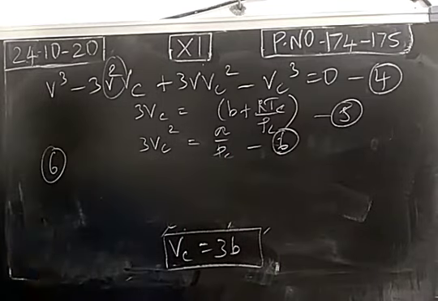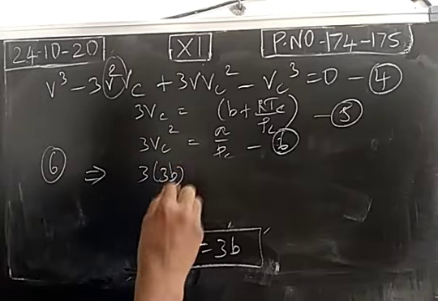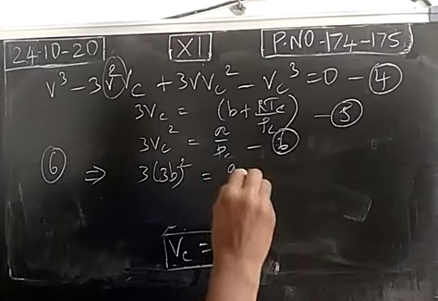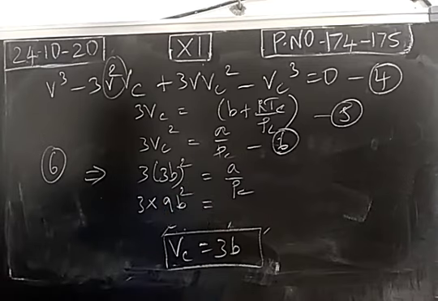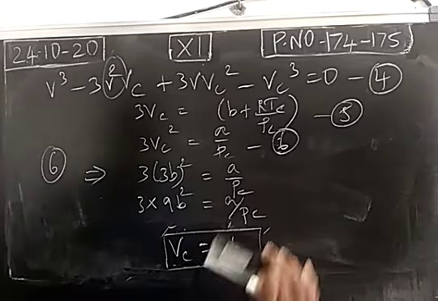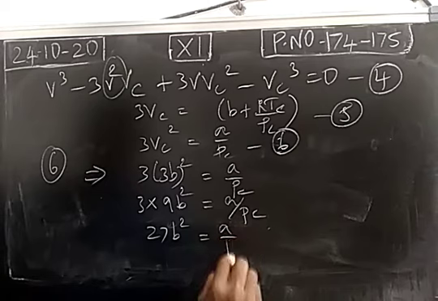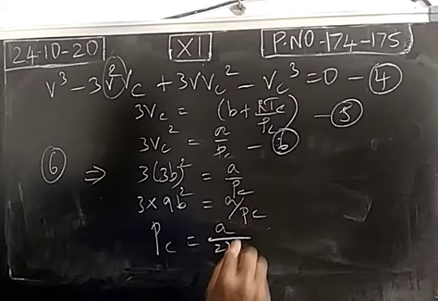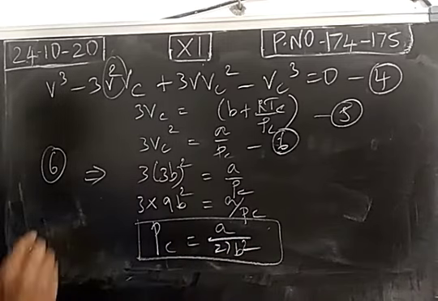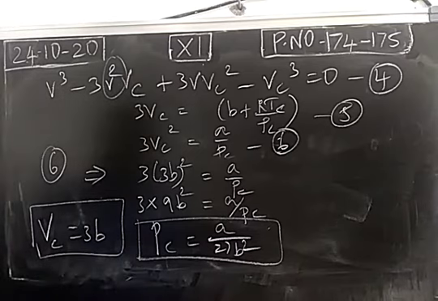So take equation 6. Vc value is 3b. So 3b square is equal to a by Pc. So 3 into 9b square, 27b square, is equal to a by Pc, which is nothing but critical pressure. Pc is equal to a by 27b square. So already we have derived critical volume as 3b and the critical pressure as a by 27b square.